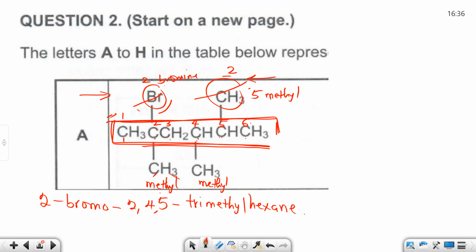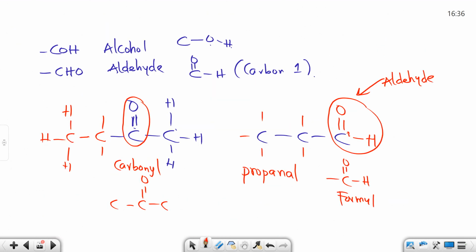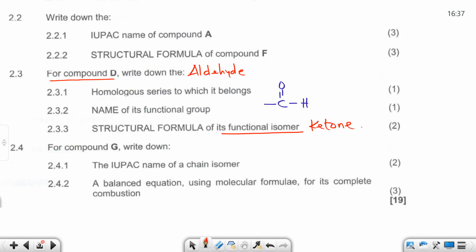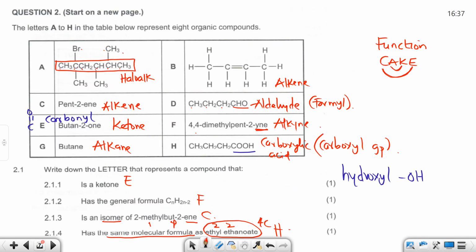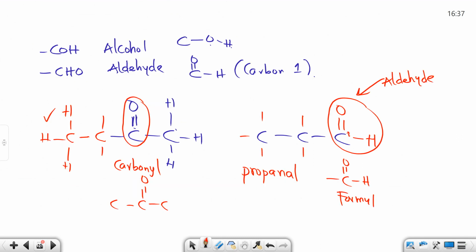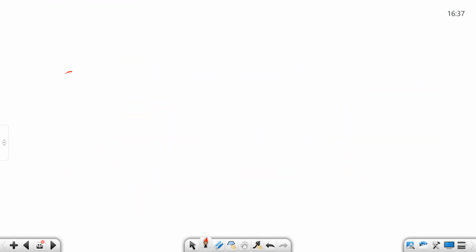All right. I drew that. The only thing was I used 3. Okay? So are we okay? Look, it's 4. Throw it inside. Okay, beautiful. Compound G, IUPAC name of the chain isomer. Let's look at G. What is G? Butane. I think this was where we were playing on that day, where we were trying to draw a chain isomer. Was it butane?